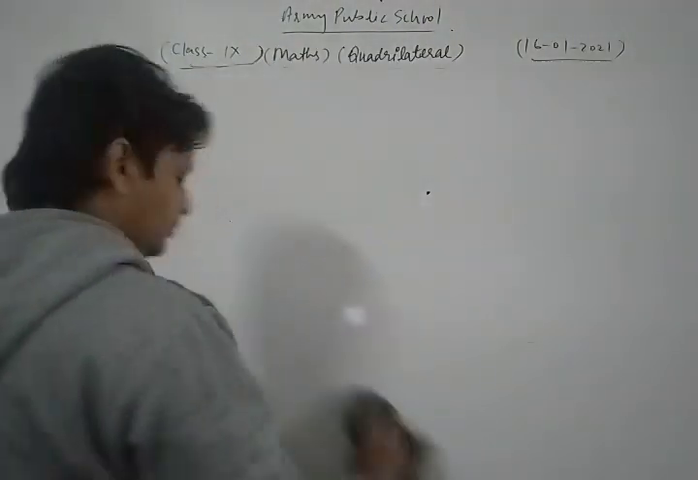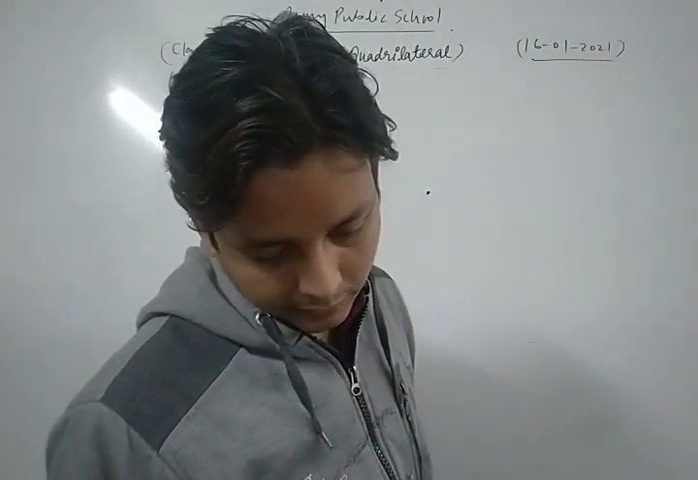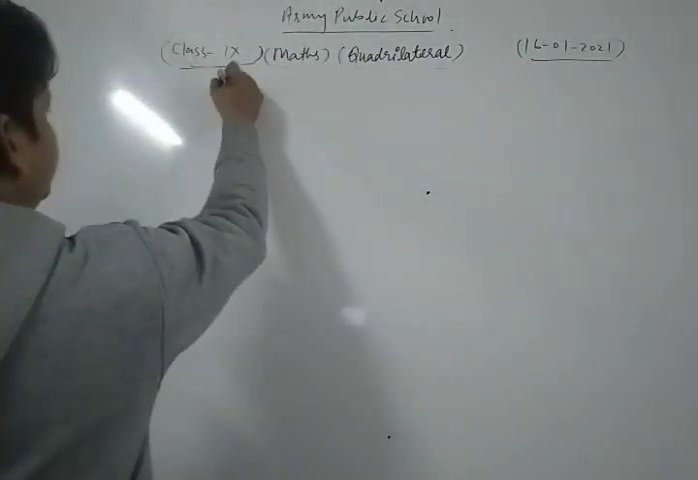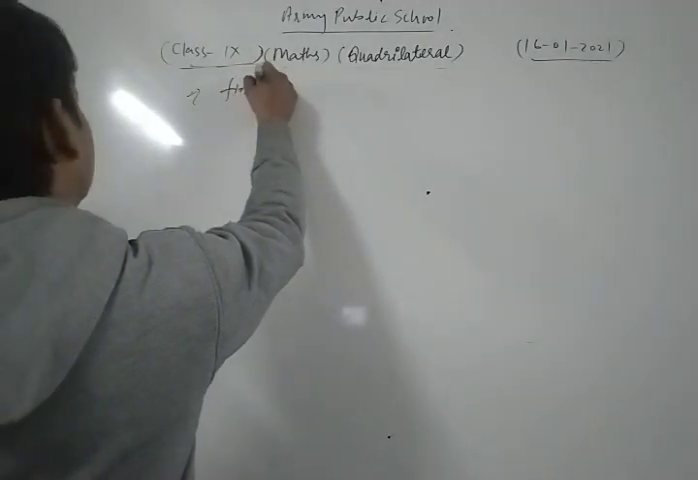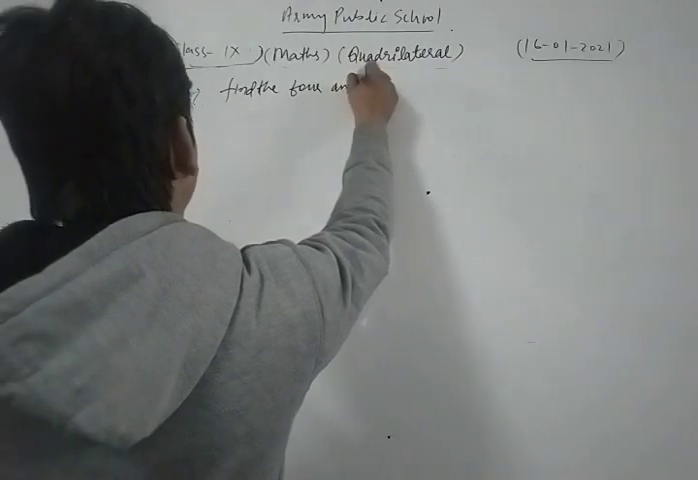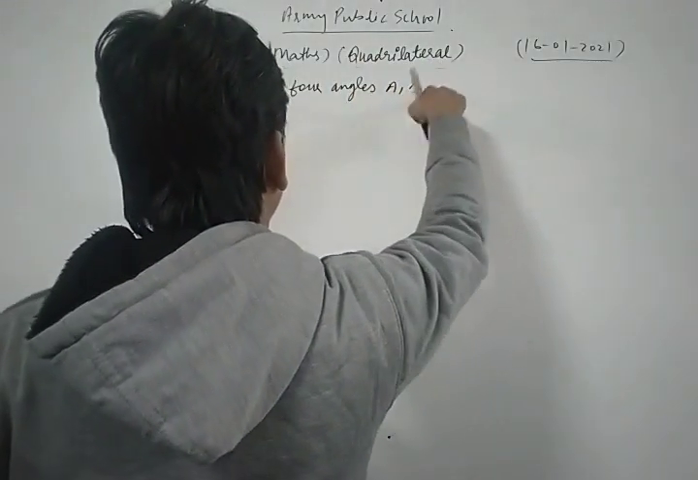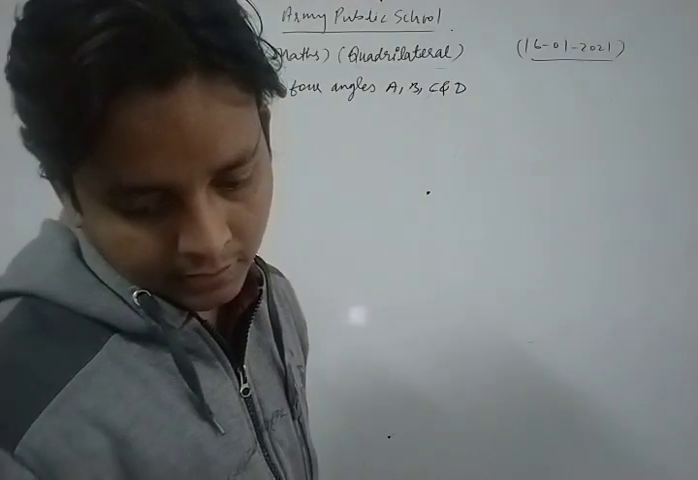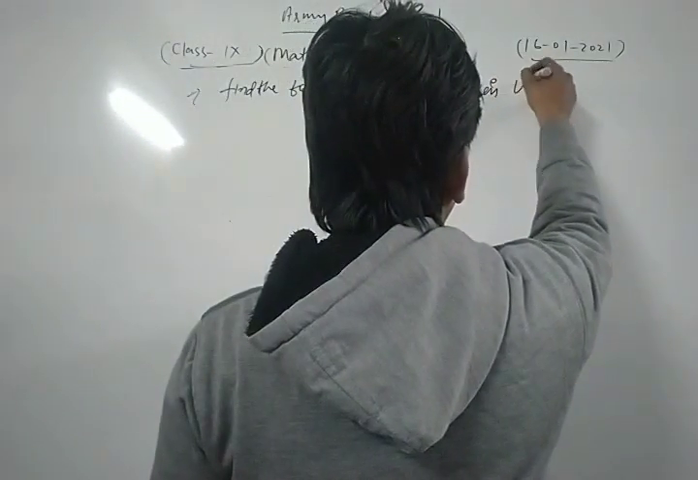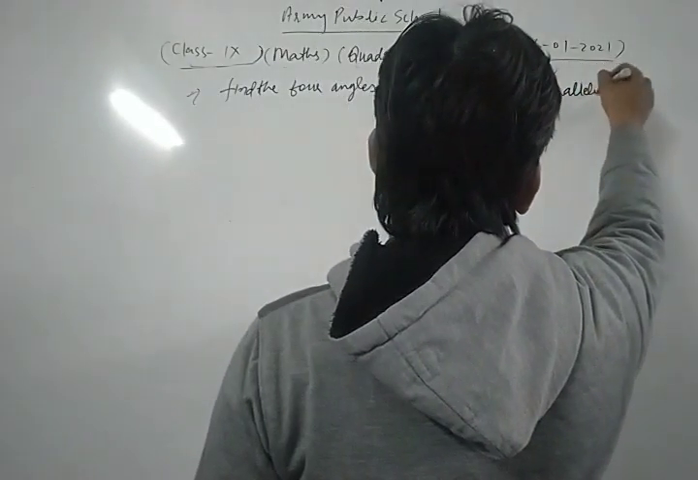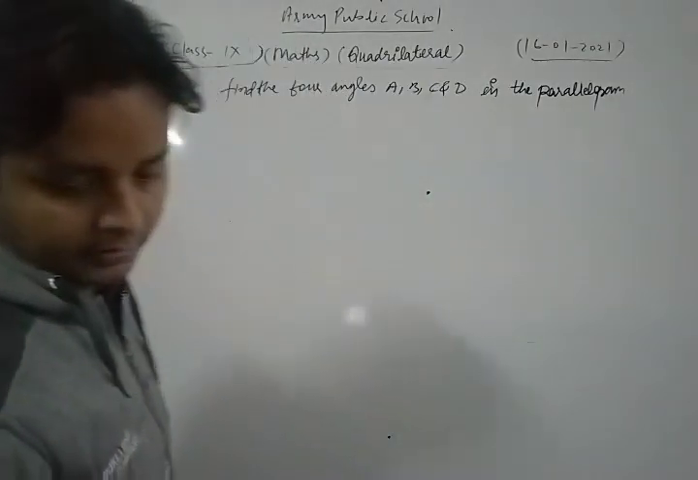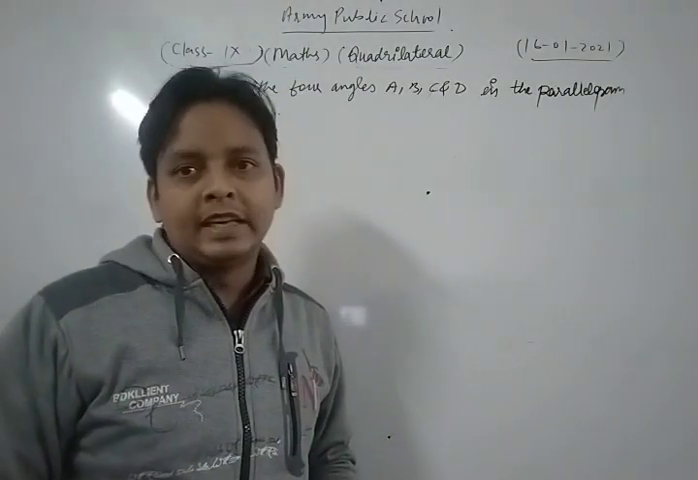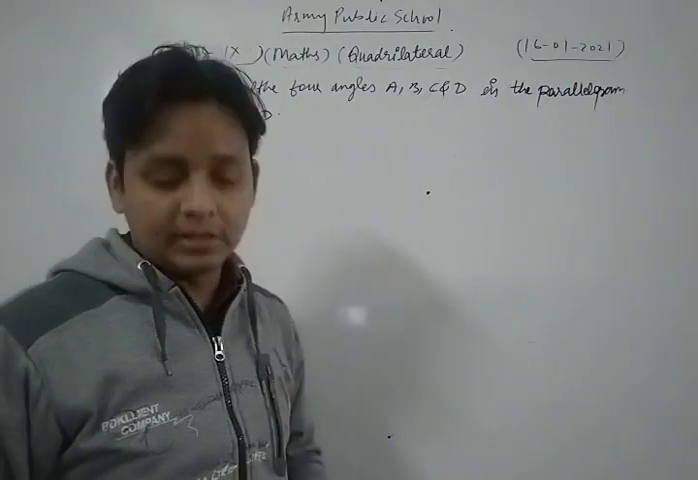Now let's see. Find the four angles A, B, C and D in the parallelogram ABCD.